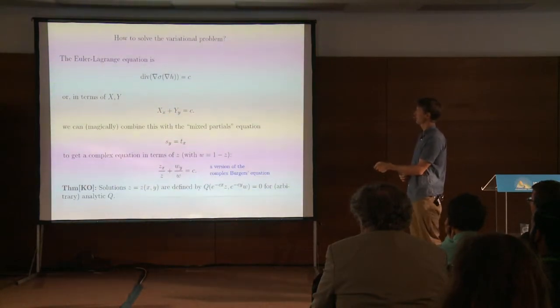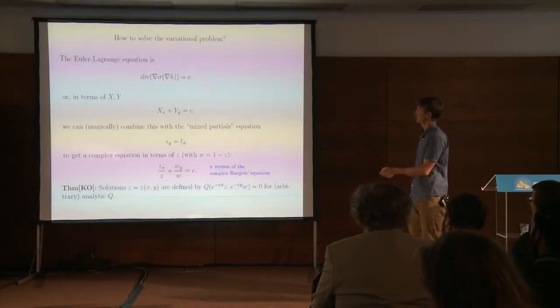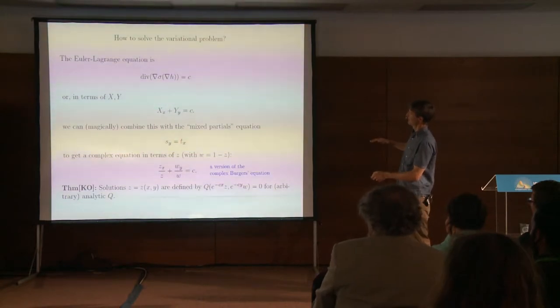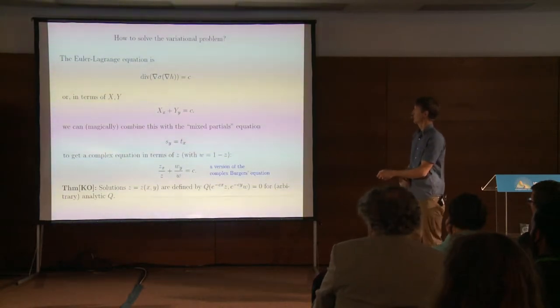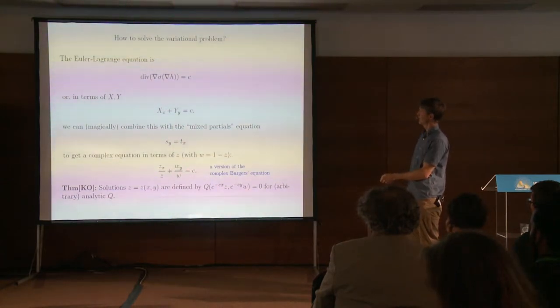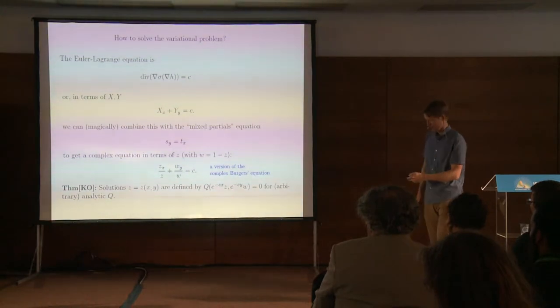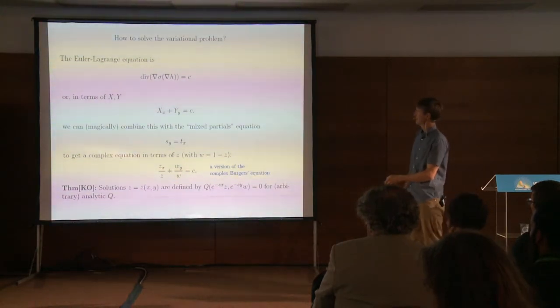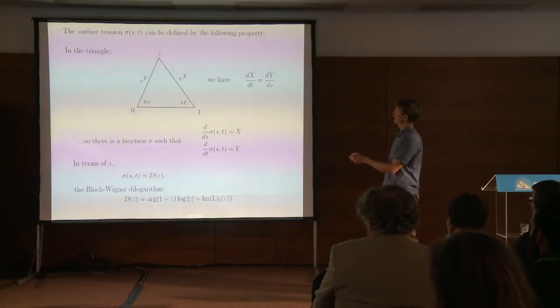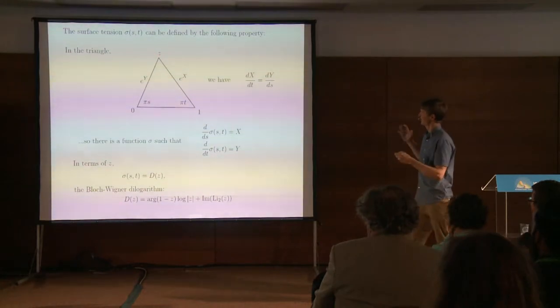But if you combine that with the equation for the mixed partials of the height function, remember that s is the x derivative and t is the y derivative of the height function, there's a supplementary equation here, and if you combine those two equations into a single equation, you get a single equation for that variable z. z is the apex point there. So it turns out at the end of the day that writing everything in terms of this variable z is the correct thing to do.